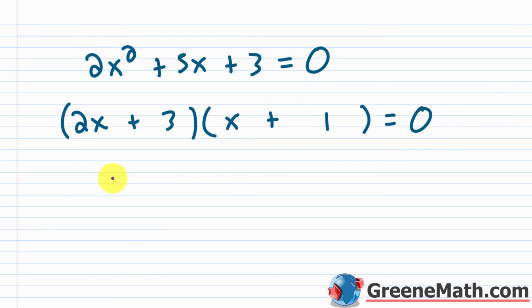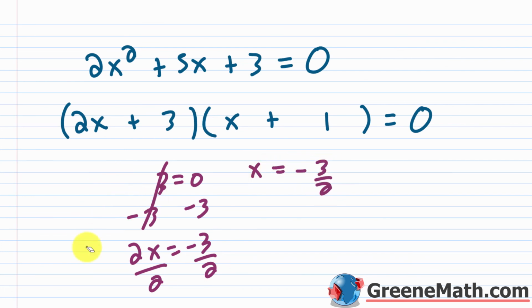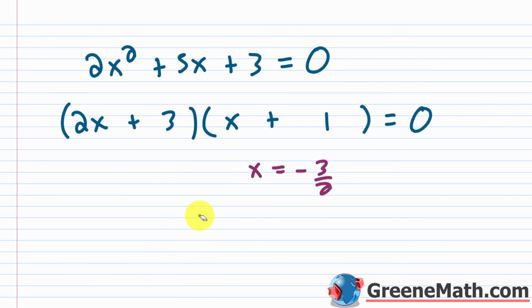So I would say that 2x plus 3 is equal to 0, and I would subtract 3 away from each side and say 2x is equal to negative 3. Divide both sides by 2. We'll say that x is equal to negative 3 halves, right? You could say negative 1.5 if you want. So that's one solution.